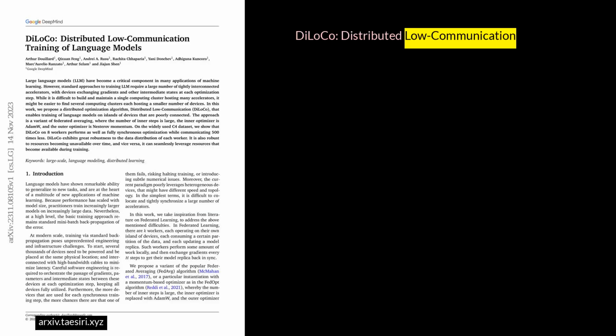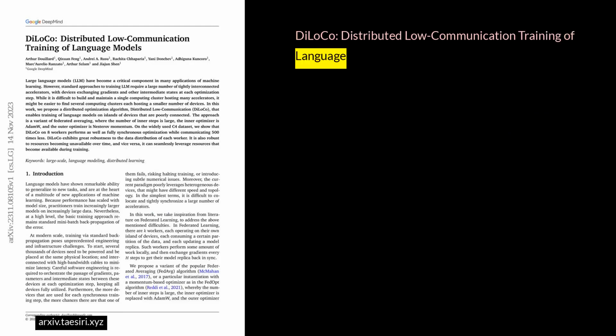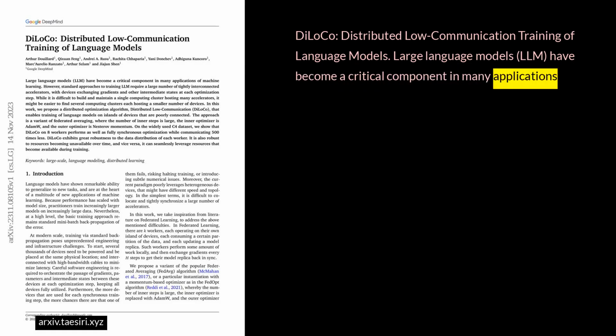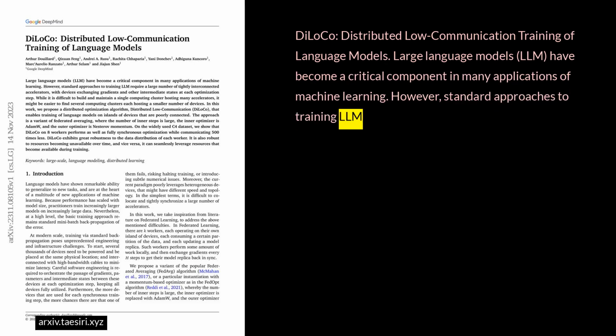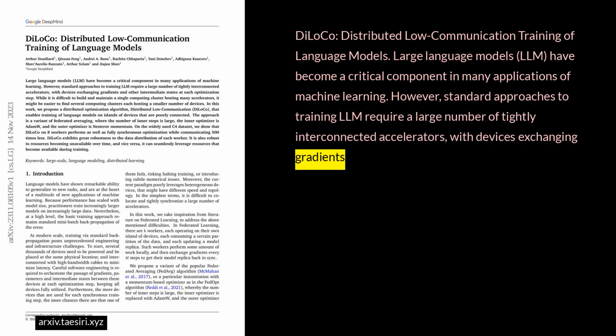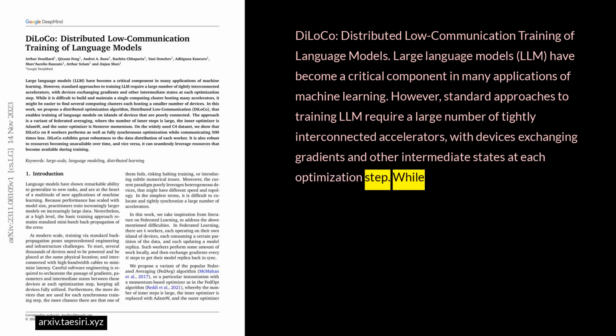DiLoCo: Distributed Low-Communication Training of Language Models. Large language models, LLMs, have become a critical component in many applications of machine learning. However, standard approaches to training LLMs require a large number of tightly interconnected accelerators, with devices exchanging gradients and other intermediate states at each optimization step.